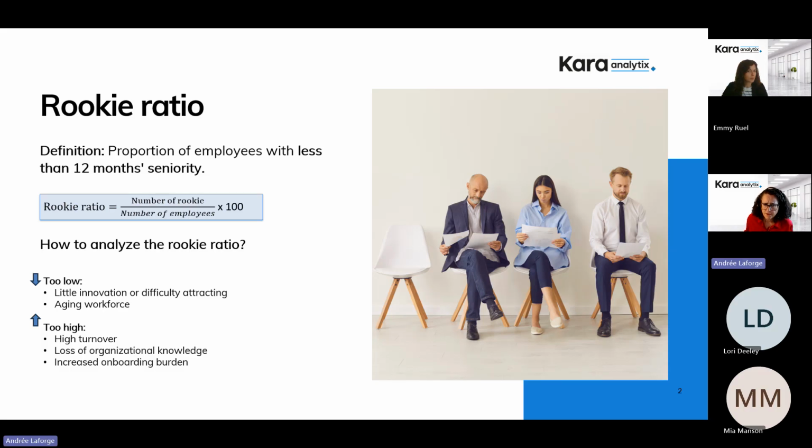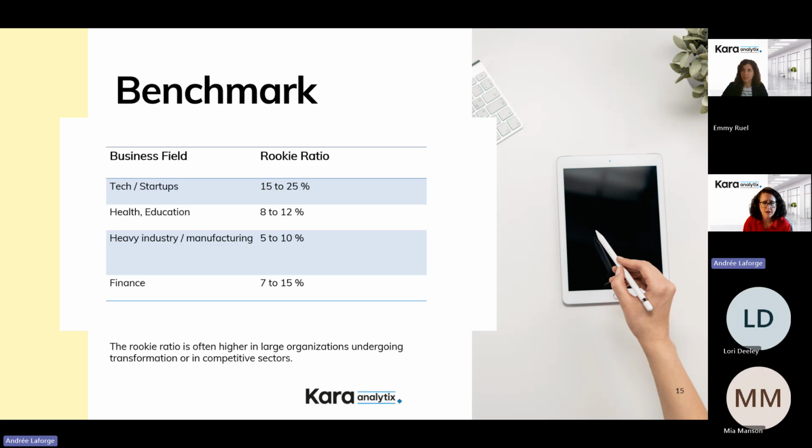So you're probably asking yourself, what ratio should we be aiming at? I have some benchmarks for you. Let's take a look at some typical benchmarks for the rookie ratio, depending on your sector. If you're a tech company or a startup, the rookie ratio should usually be between 15% and 25%. In healthcare or education, the range is lower, around 8 to 12%. In manufacturing, it's typically between 5 and 10%. In the finance sector, a healthy rookie ratio falls between 7 and 15%.